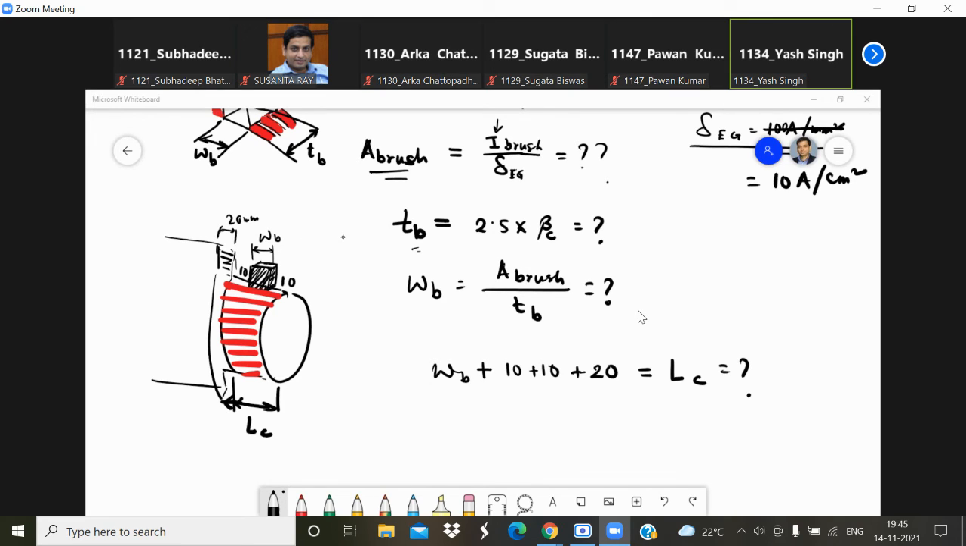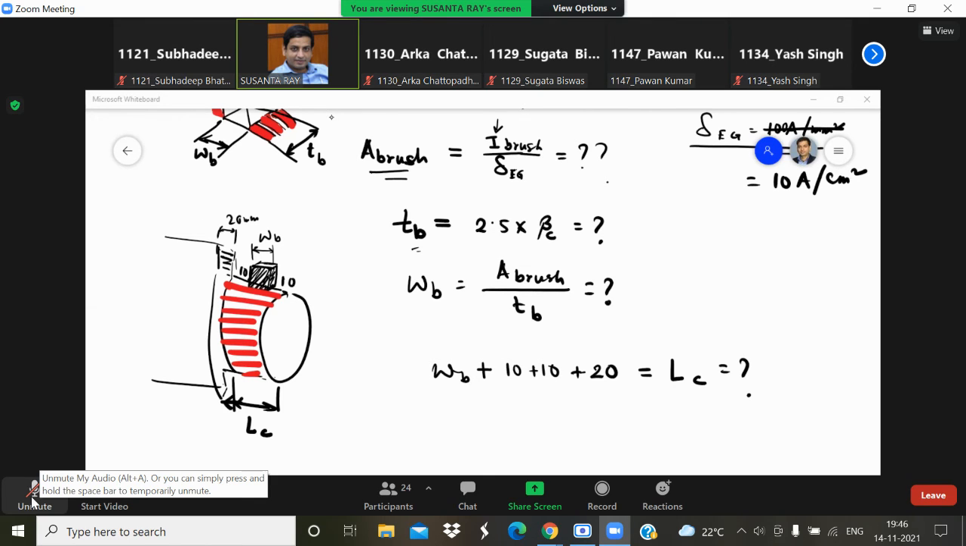Sir, for a 30 kilowatt machine, my length of commutator is coming as 59.1 mm. Okay. Sir, for 110 kilowatt, it is coming as 211.43 mm. 111 is too much. The length of the commutator should ideally be 100 or below.